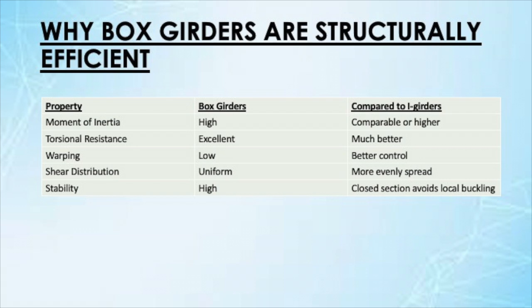Next is why box girders are structurally efficient compared to I girders. Compared to I girders, we can see that the moment of inertia is comparable or higher, the torsional resistance is excellent, the warping is low, and the shear distribution is uniform. For I girders it is less evenly spread, and the stability is high in box girders compared to I girders, which implies closed sections avoid local buckling. Stability is somewhat high in box girders.